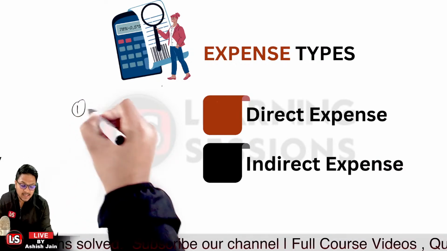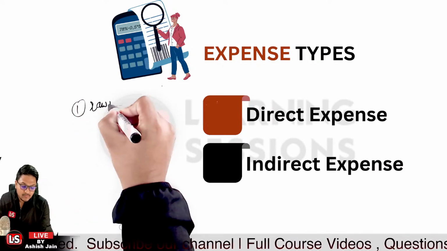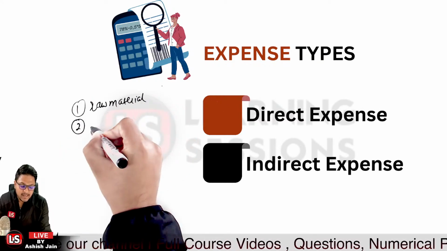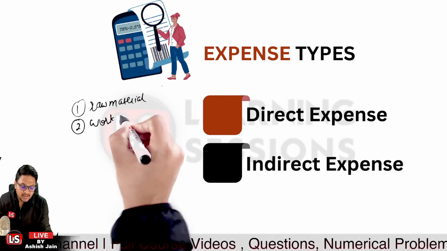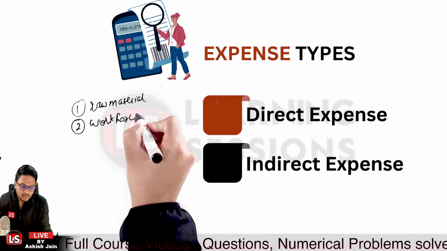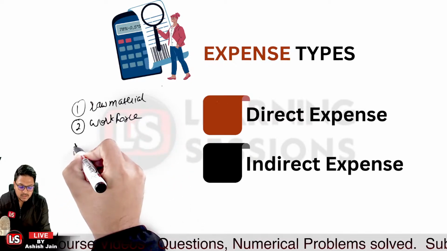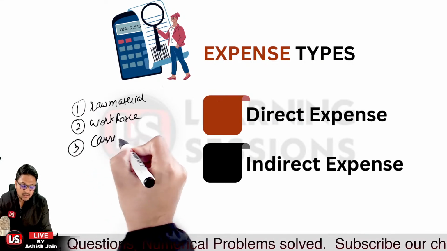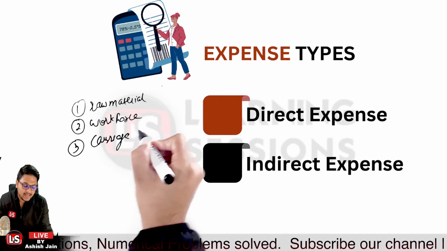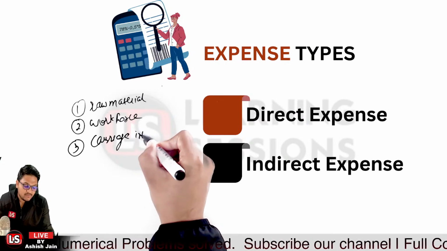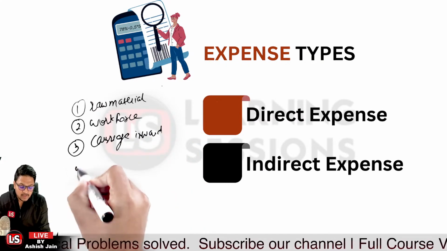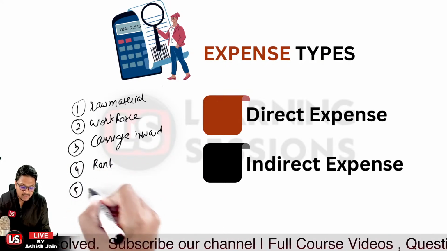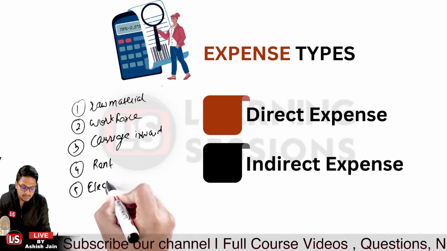Like we acquired the raw material. We paid the workforce the salaries and wages. There were expenses related to the carriage, let's say carriage inward. And also there was the rent which was paid. There was the electricity which was paid over there.